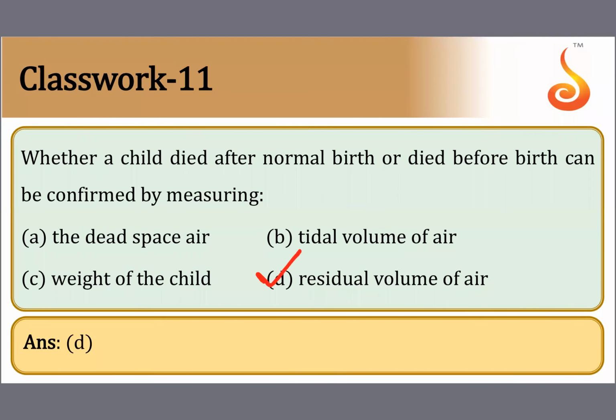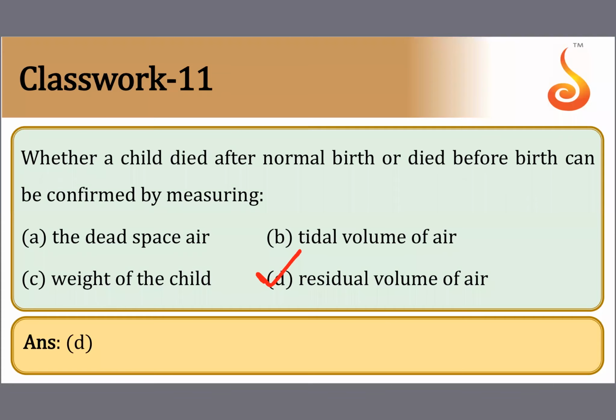So that is residual volume of air. See, residual volume of air is a certain amount of air that is always trapped in the lungs. You cannot get rid of it. Even if you breathe out as much forcibly as possible, the residual air will always remain in your lung. The fact that residual air is there in the lung means the baby must have taken birth and it must have taken air into its lungs.